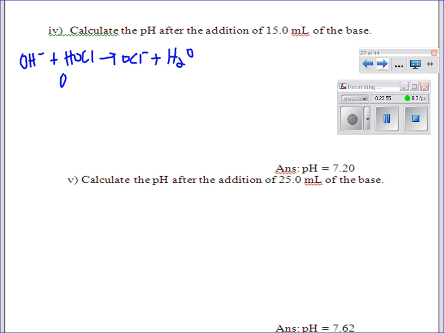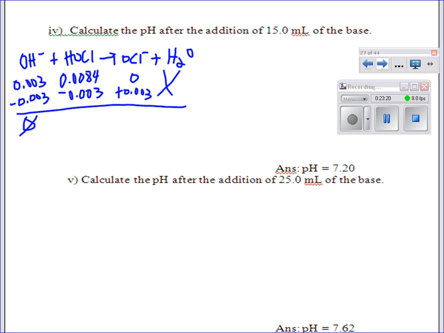So our original acid never changes. Our OH minus is 0.015 times, what was the molarity, 0.2? 0.2, so that's 0.003. So we're going to lose 0.003, lose 0.003, gain 0.003. So what did we make? Another buffer. Keep making buffers. That's interesting. What do buffers do? Stabilize pH. Yeah, once we hit the buffer zone like this, you're going to start to see a flattening out of the pH.